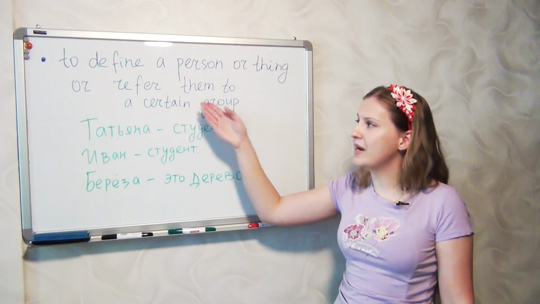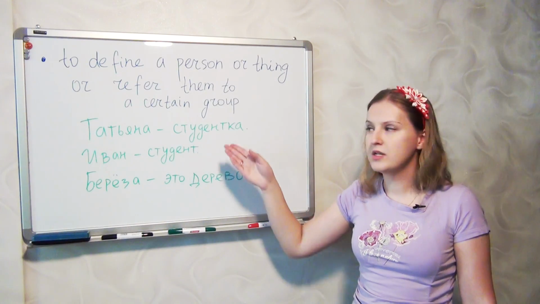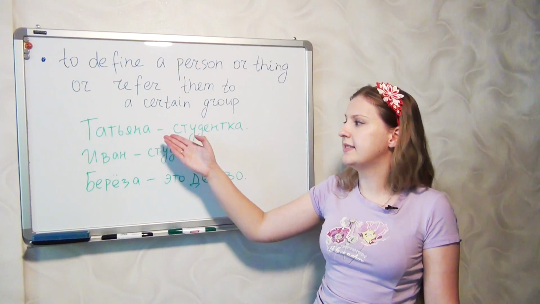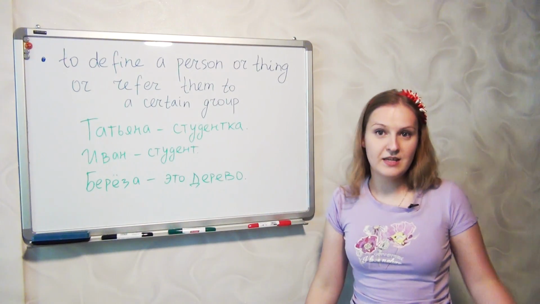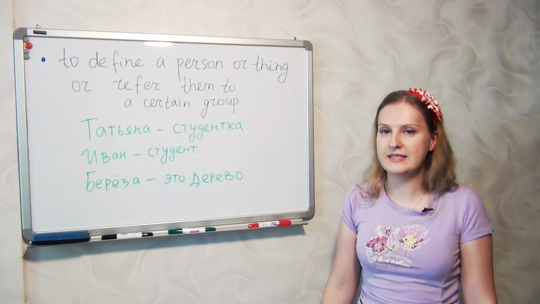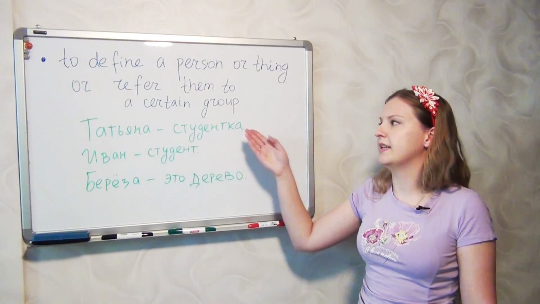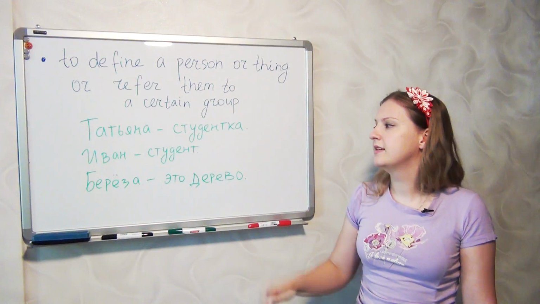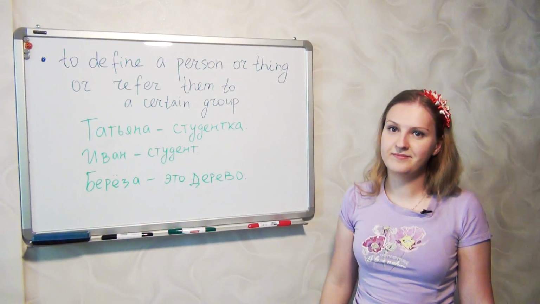You are referring this person to a certain group. So students is a group, and you refer these people, Tatiana and Ivan, to a certain group, students. Tatiana студентка, Иван студент, береза это дерево.